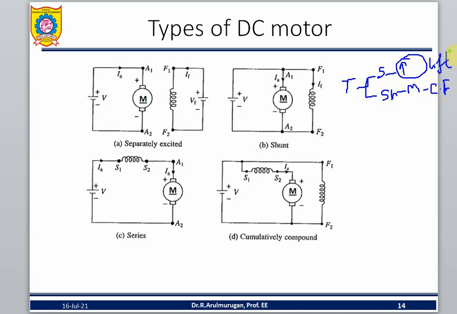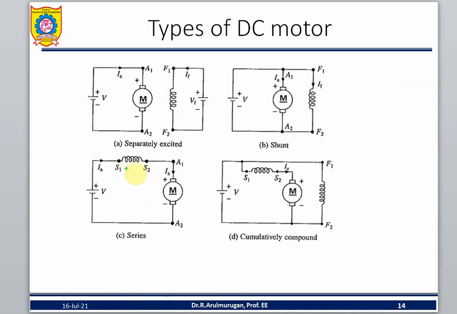Which one is the high starting torque motor? What motor is a high starting torque motor? The series motor is a high starting torque motor. Medium starting torque means the shunt motor. What is the difference? Lift versus ceiling fan. Series motor means lift; shunt motor means ceiling fan.